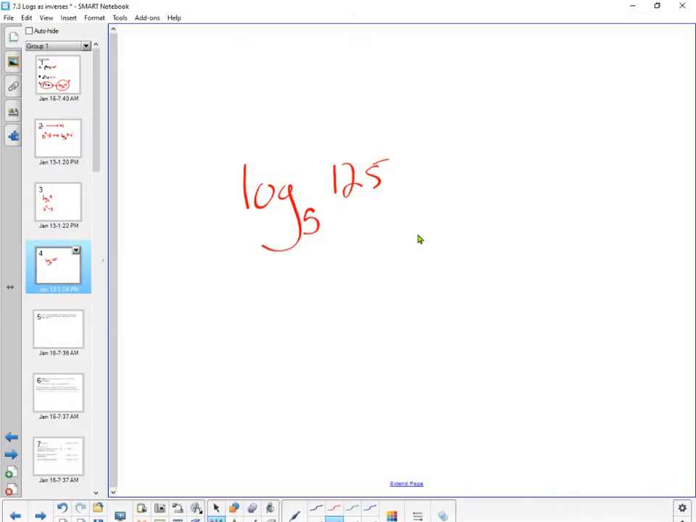You need to understand what's going on first before you use the calculator, because if you put something in there and it looks right but it's not, you're wrong. You just lost all those points. So you want to be able to understand what's going on first.